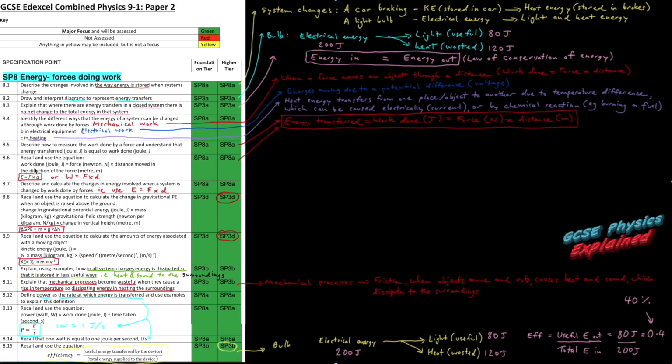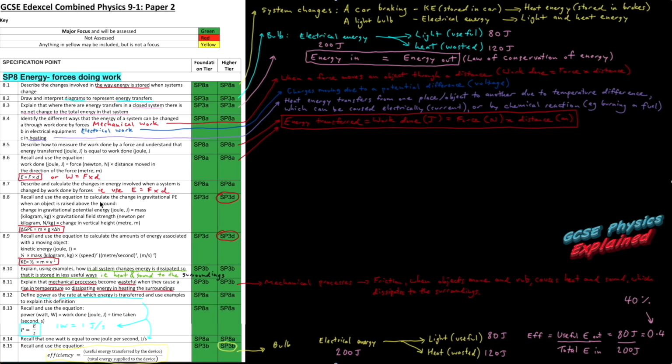Recall and use the equation work done equals force times by distance. So there it is there, W equals F times by D. But you could also see it as E equals F times by D, because remember, work done equals energy transferred. So it's just a case of you putting the numbers in. Describe and calculate the changes in energy involved when a system is changed by work done by forces. So in other words, it's just energy transferred equals force times by distance. So they'll just give you the numbers, you've just got to pop them into your calculator.